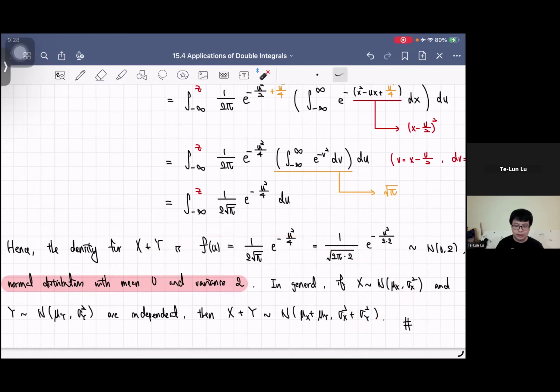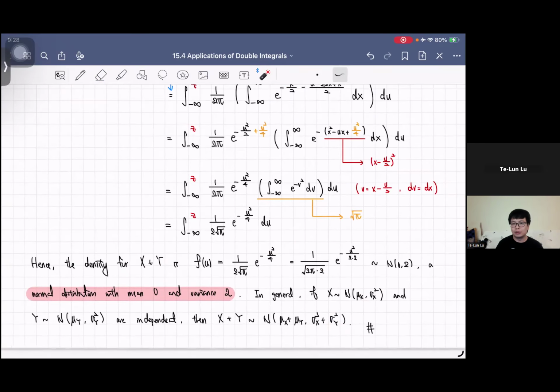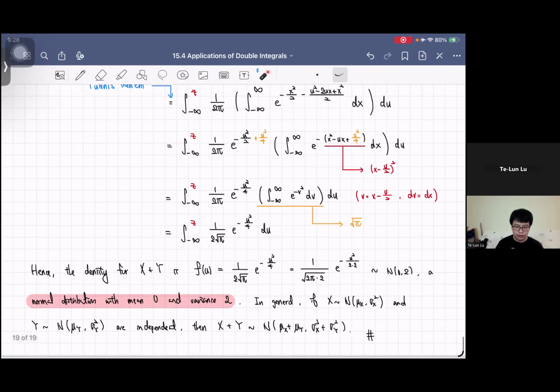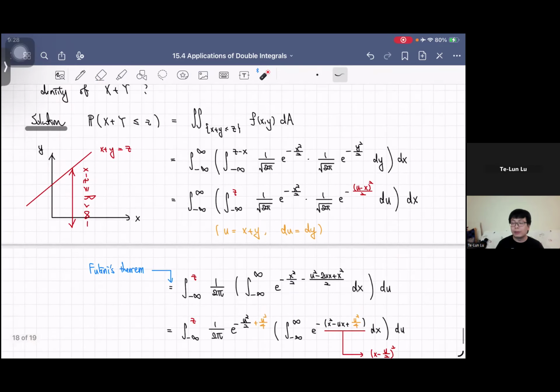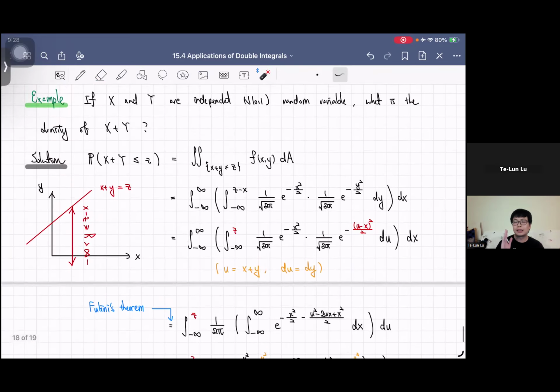Okay, so that is actually a very nice property of the normal distribution. There are other classes of distributions that satisfy this property. Today we only discuss 3 particular types. One is normal, one is exponential, and one is uniform.